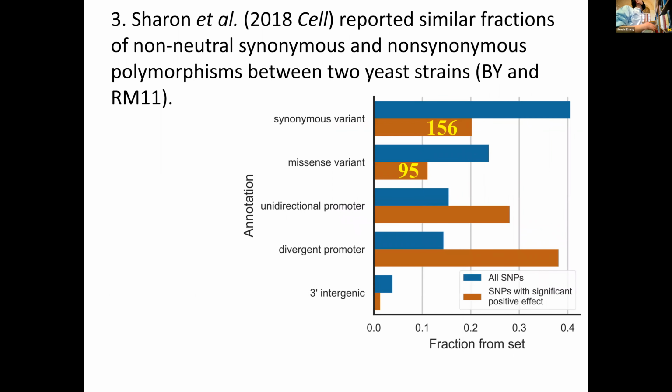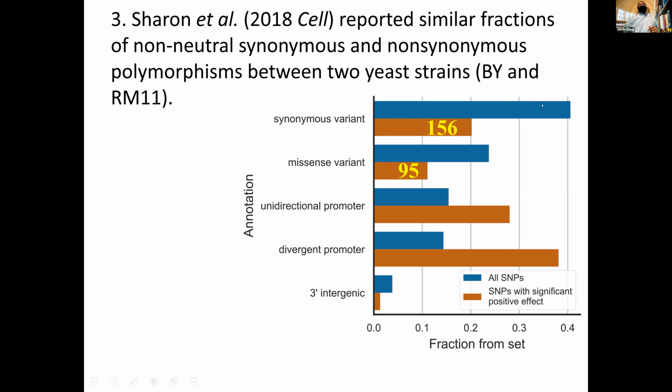More recently, Zhang et al. had this study where they compared the two yeast strains, EY, which is a lab strain, and IM11, which is a vineyard strain. And they identified all the single nucleotide polymorphisms between them, thousands of them, and then used a CRISPR-Cas9 based method to engineer those mutations on the background of DY to see whether they have fitness effects.